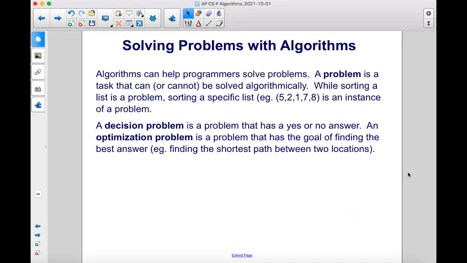Algorithms can help programmers solve problems. A problem is a task that can or cannot be solved algorithmically. While sorting a list is a problem, sorting a specific list, like the list 5, 2, 1, 7, 8, is an instance of a problem. A decision problem is a problem that has a yes or no answer. An optimization problem is a problem that has the goal of finding the best answer, for example, finding the shortest path between two locations.